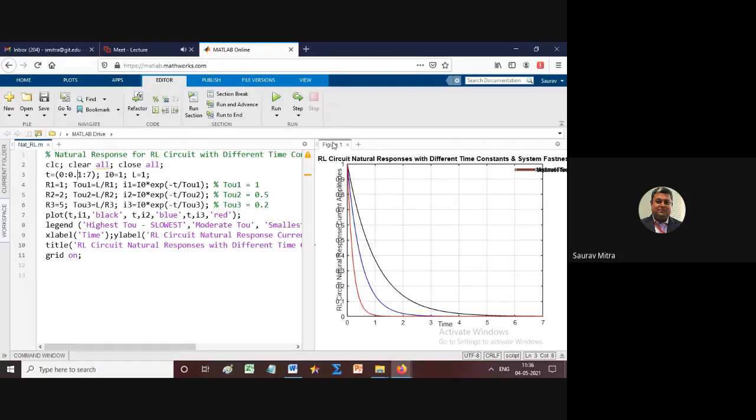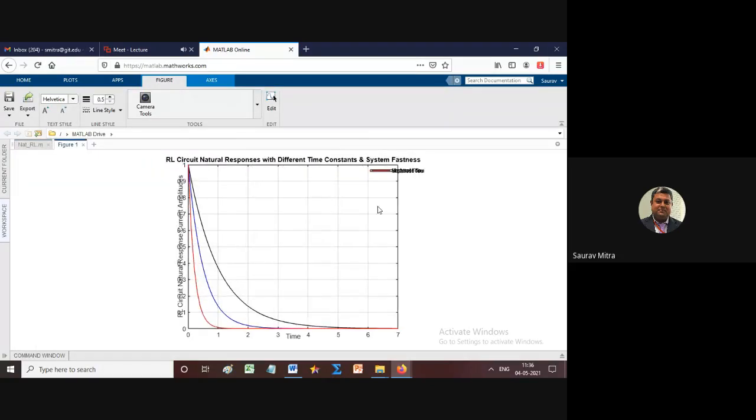So if you want, you can see it in a bigger fashion like this. Here the legend should come, but it is not coming. They have mixed like this. So in this case, you are finding that this black one is the slowest response, and the red one is the fastest response. Likewise. So what you can find out is what is meant by time constant.